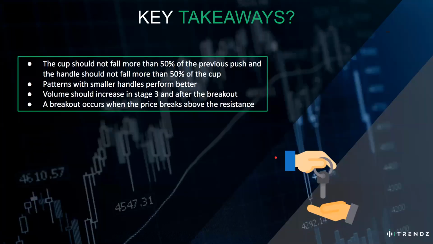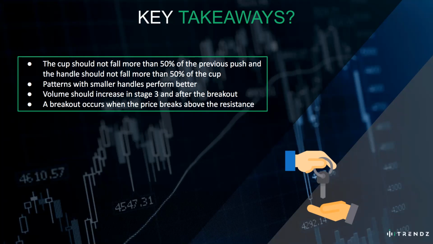Anyway, the key takeaways of the cup and handle pattern here are that the cup should not fall more than 50% of the previous push that originally created that first peak. And then the handle should not fall more than 50% of that cup. We'll go back to that in a second. Patterns with smaller or more consolidated handles perform much better. Volume should increase in stage 3 and after the breakout, during that breakout stage, which was not a real named stage, but we're going to name it stage 5. In stage 3 and stage 5, that volume should increase.